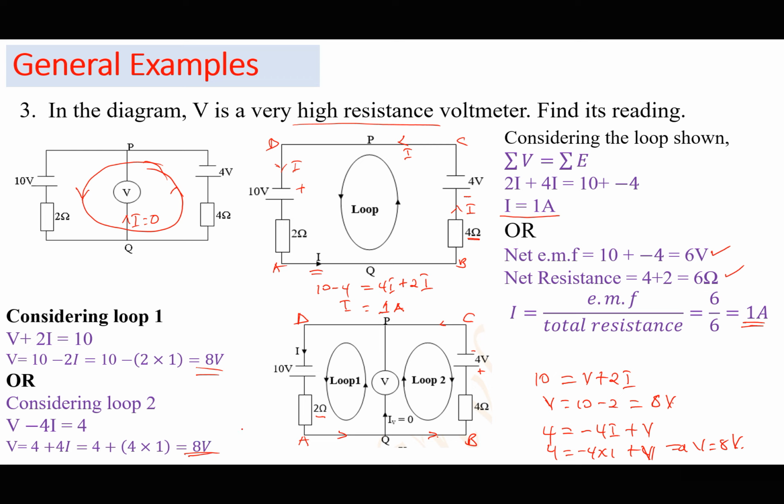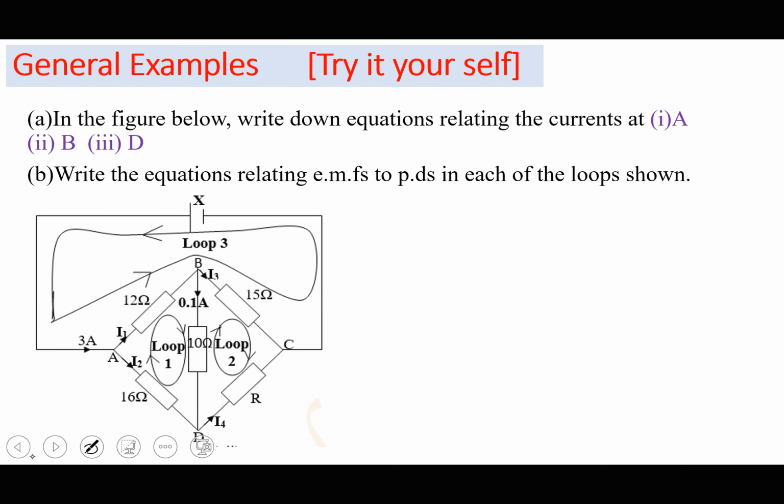These are the most important questions you need to be careful with, or you should be serious with. Okay, so here I've given you a trial example, but I'll try to solve this because you will have more questions to practice. In the figure below, write down equations relating the currents at Roman 1 at A, Roman 2 at B, Roman 3 at C.